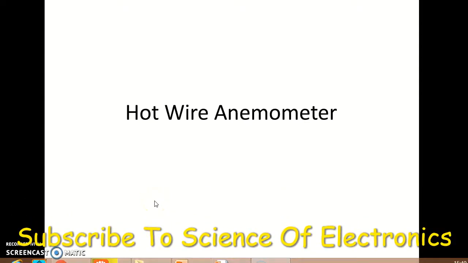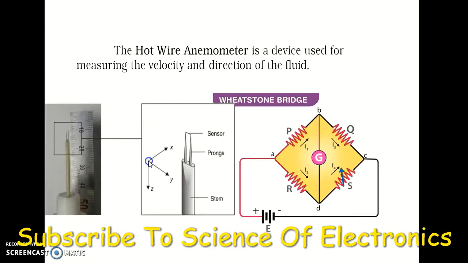Let us see working of hot wire anemometer. Now hot wire anemometer is also a flow measurement device. It can measure unsteady flow or turbulent flow. Now hot wire anemometer is actually a thermal transducer which converts change in temperature into change in electrical quantity, that is change in voltage or change in current.